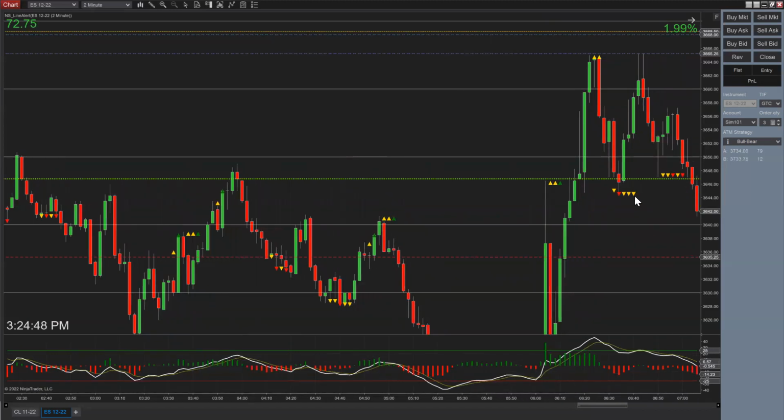What is your next target? Very obvious. What is the next target? Anyone? Anyone know? Where is our next target? Anyone? Guys? Yeah, 3640. Exactly. This is our next target. Obvious, right? So first target here, your stop loss is going to be where? You can trade again.